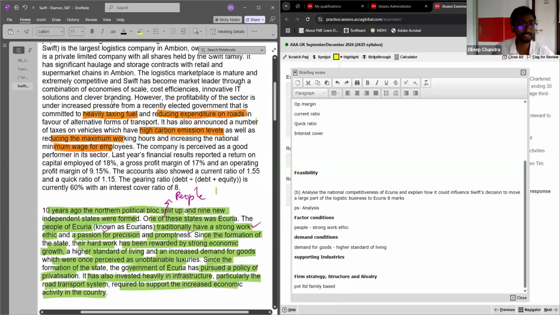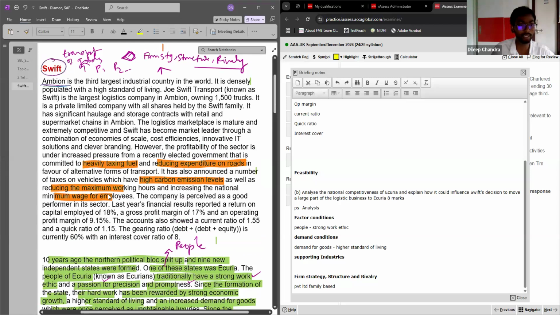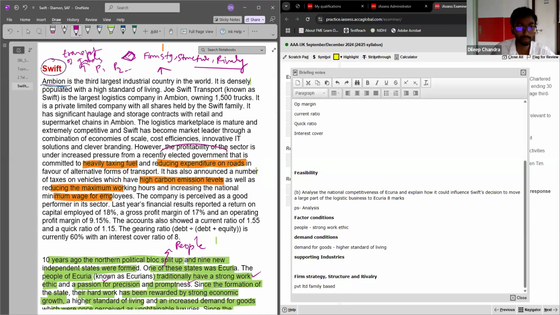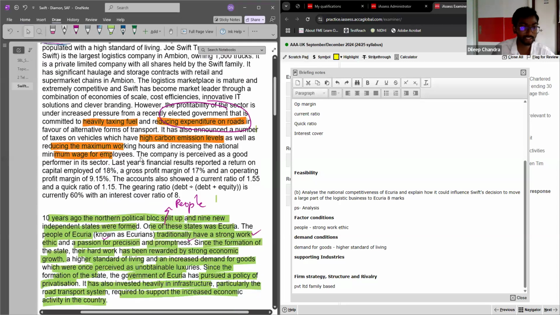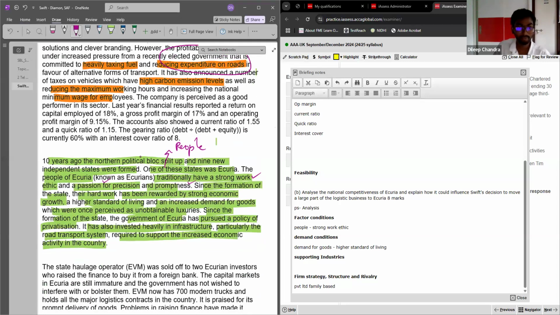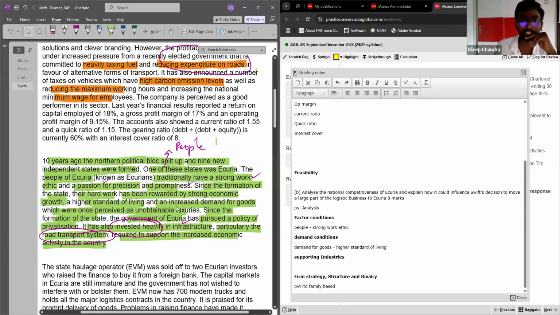See, previously Swift was suffering here that this Ambien government had reduced the expenditure on roads. And what this Ecuria government is doing, they have not just invested, they have heavily invested in infrastructure, particularly in the road transport system. Now I can damn sure say that this is a suitability aspect. Yes or no? You guys are able to see how beautifully the examiner has framed this question.